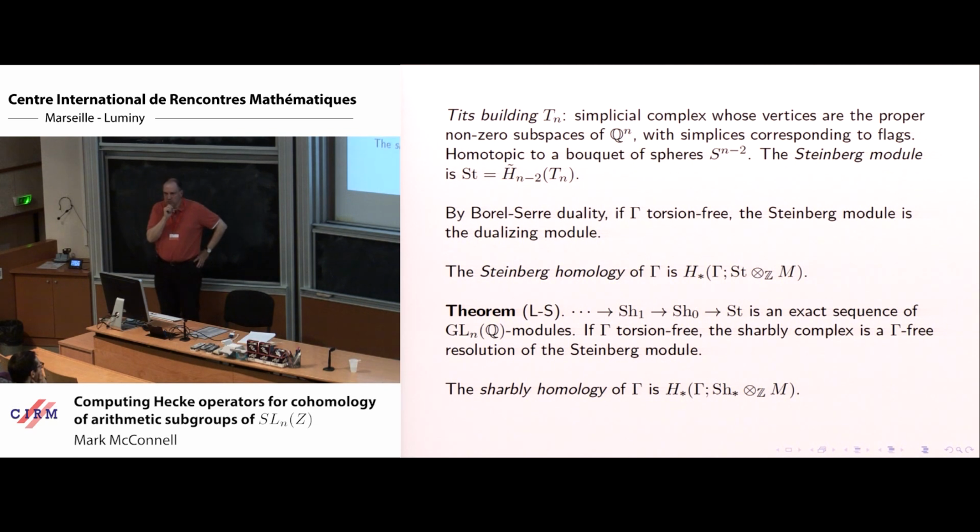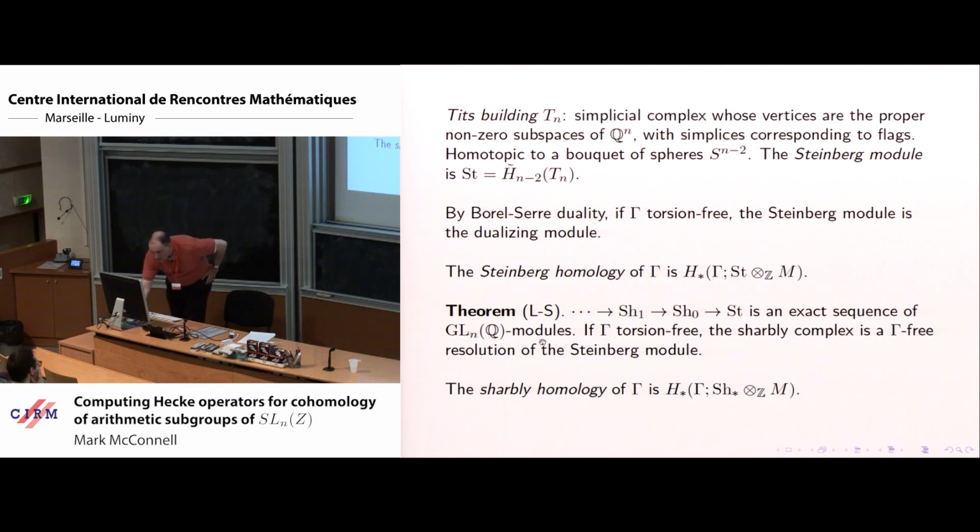Now, by Borel-Serre duality, the duality of the Borel-Serre compactification, and let's say gamma is torsion-free, then the Steinberg module is the dualizing module in that case, going back and forth between homology and cohomology. So the Steinberg homology of gamma is the homology of gamma with coefficients in your module M tensored with the Steinberg module. What is M? M is any coefficient module that we're considering for gamma. On this slide, I guess I'm just working over Q.